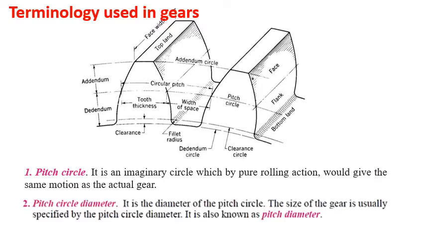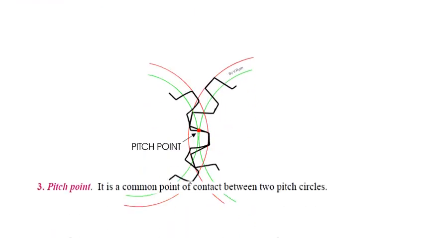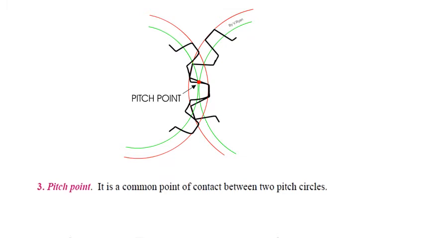Next one, pitch circle diameter. So what do you mean by pitch circle diameter? The diameter of this pitch circle is nothing but the pitch circle diameter. Usually we specify the gear size using pitch circle diameter. Next one, pitch point. So what do you mean by pitch point? It is the common point of contact between the two pitch circles. Suppose this is the driver, this is the follower.